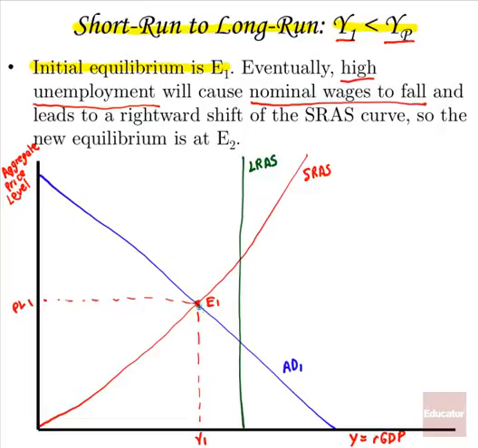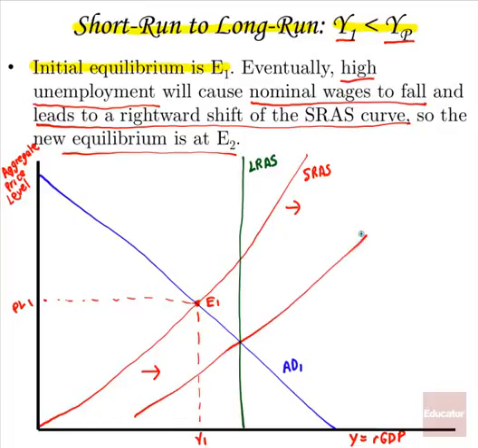People are without jobs, so they're going to accept lower wages, and lower wages mean that employers are going to like this. It leads to this rightward shift of the SRAS curve. So the new equilibrium is at E2. So SRAS, with lower nominal wages, shifts to where YP is. So this is YP, potential output here. And that's where E2 is, and the price level goes down.